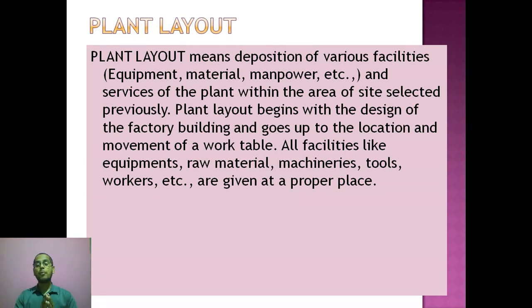So we start generally by placing the factory building first. We just place the factory building first, and according to that, different things are given their place according to the factory building, and this whole setup is known as plant layout. When we set up each thing related to the plant, this whole system of placing things in a proper way is known as plant layout.